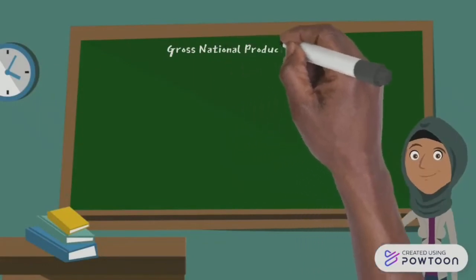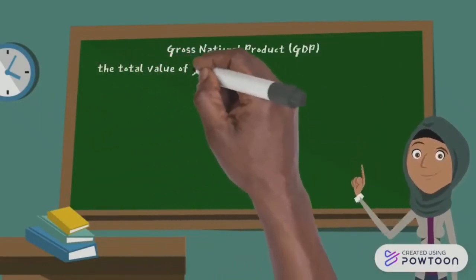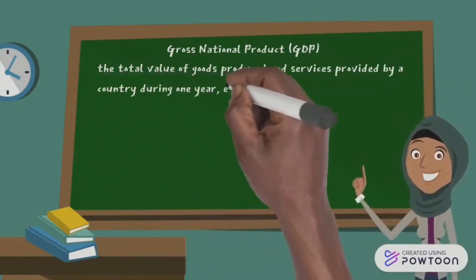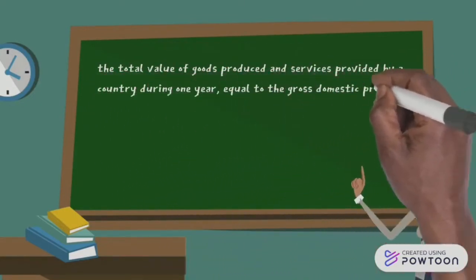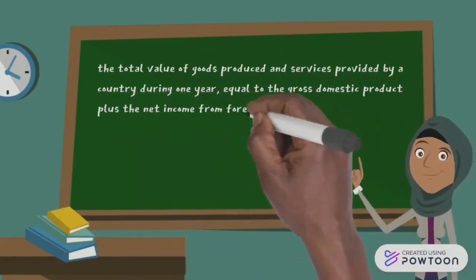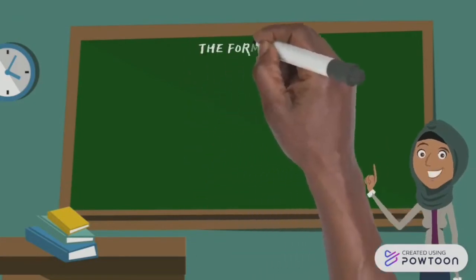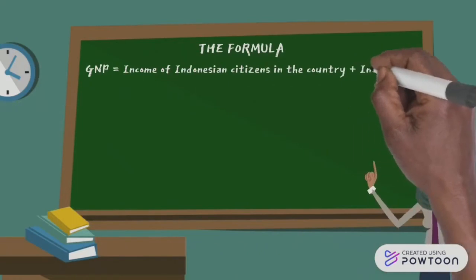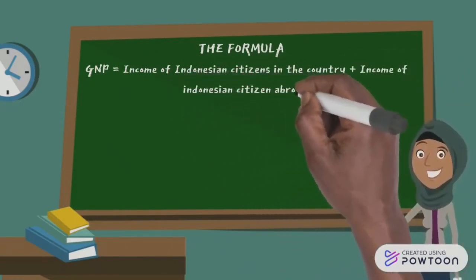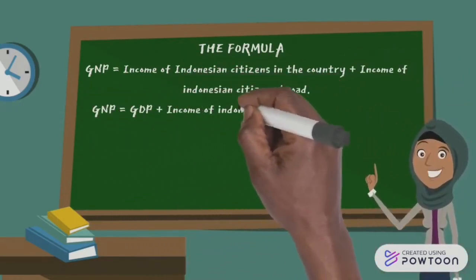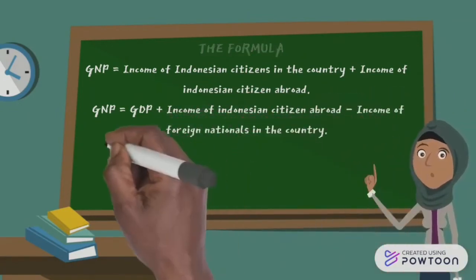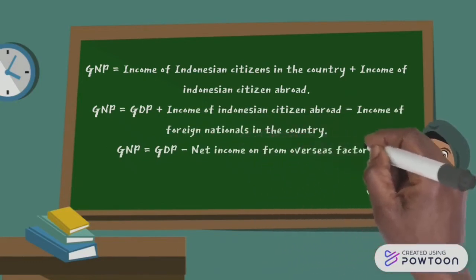Gross national product or GNP, the total value of goods, products, and services provided by a country during 1 year, equal to the gross domestic product plus the net income from foreign investment. The formula: GNP equals income of Indonesian citizens in the country plus income of Indonesian citizens abroad. GNP equals GDP plus income of Indonesian citizens abroad minus income of foreign nationals in the country. GNP equals GDP plus net income from overseas factors.